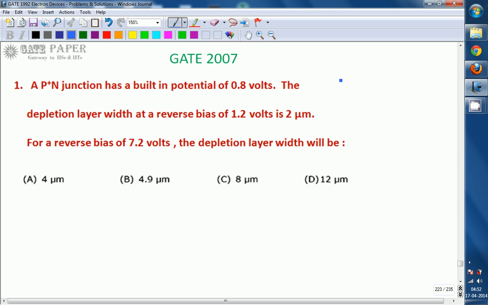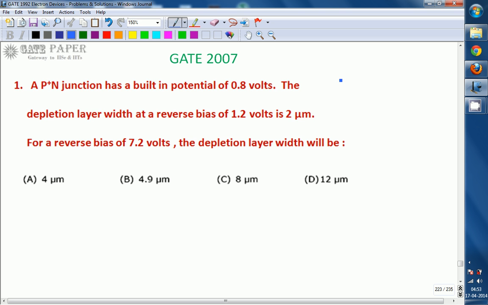We are discussing the GATE 2007 ECE paper, and this question is related to electronics. A P plus N junction has a built-in potential of 0.8 volts. The depletion layer width at a reverse bias of 1.2 volts is 2 micrometers. For a reverse bias of 7.2 volts, the depletion layer width will be?